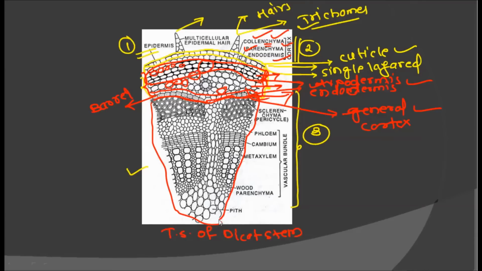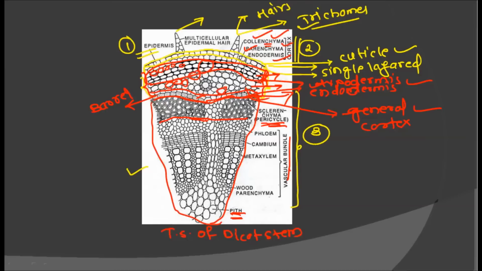All right. So, the rest of the portion of the diagram comes under the stele. Now, the stele is again divided into various parts, namely the pericycle, then vascular bundles, and finally the pith. All right. So, the stele is divided into three parts. First is pericycle, then the vascular bundle, and then finally pith. The pericycle is present between the endodermis and vascular bundles.